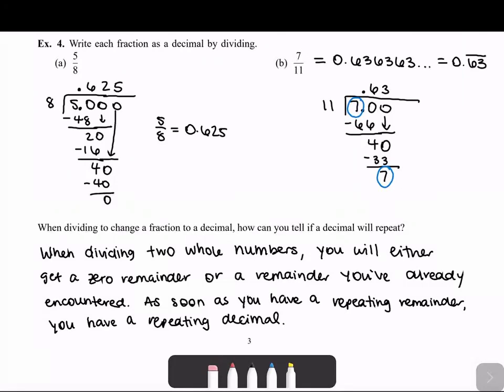Okay, so this is how you can change a fraction to a decimal and look at repeating decimals. So in the next video, we'll start talking about scientific notation.